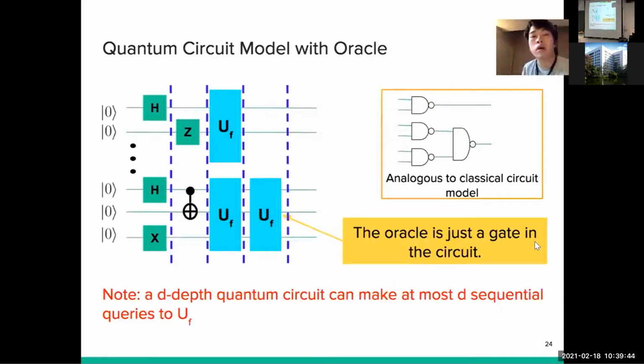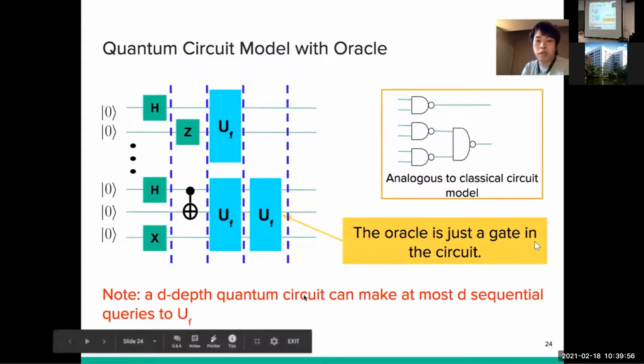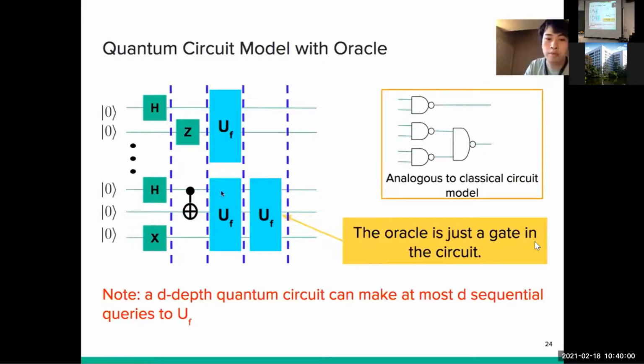And how do we think about the oracle in the quantum circuit model? We can think of the oracle as a gate which only takes one step. For example, in a d-depth quantum circuit, you can make at most d sequential queries to U_f. You only have d layers, so you can only make d sequential queries. But in each layer, you can make polynomially many parallel queries to U_f. You can just view the oracle as a gate in the circuit.